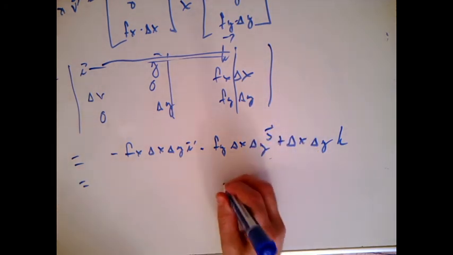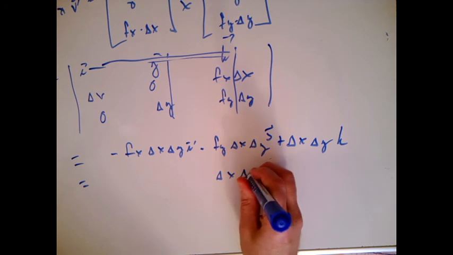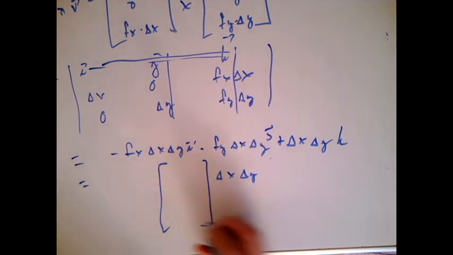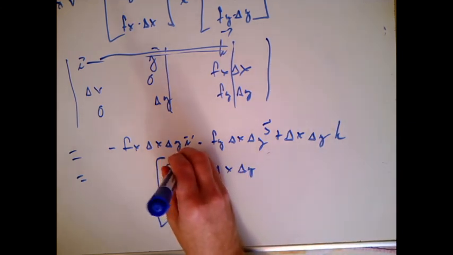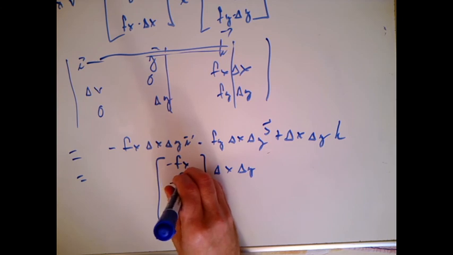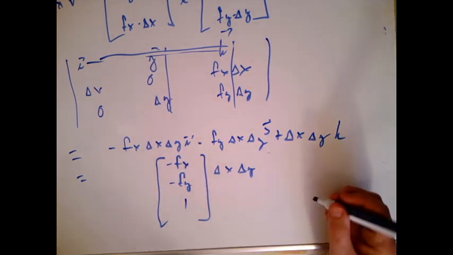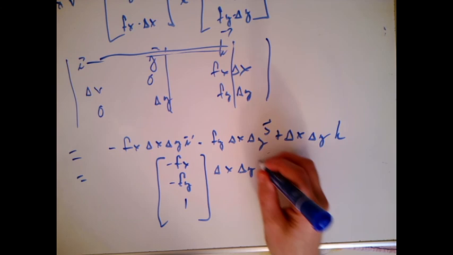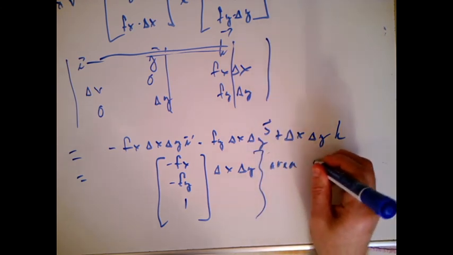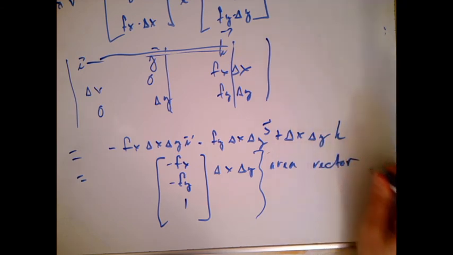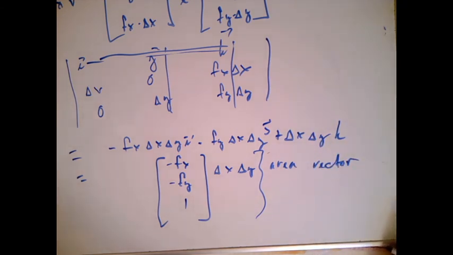Now I'm going to pull out the delta x delta y. I'm going to write the other one in what I think is easier to understand notation. So minus fx goes right here, minus fy goes right here, and 1 goes right there. And so this is actually what is going to function as our area vector. In the next little video, we'll put everything together and make sure we get an integral we can look at.